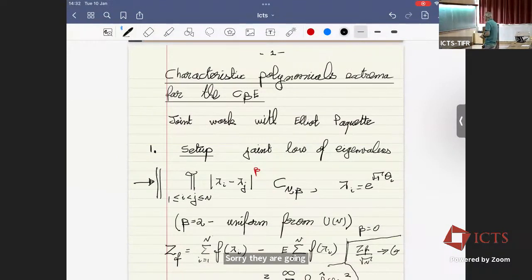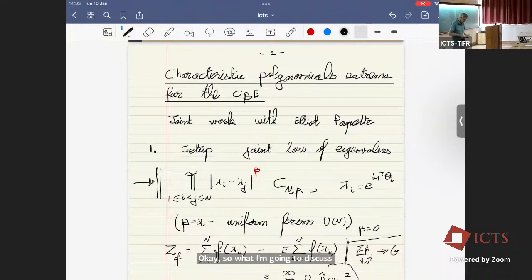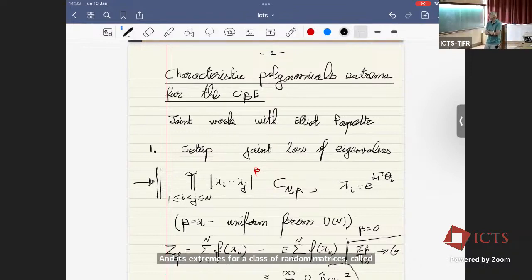Okay, so what I'm going to discuss are the characteristic polynomial and its extremes for a class of random matrices called the CβE. But if you don't like random matrices, you really don't need to know too much about it. The setup is a particular joint distribution of eigenvalues. So think of eigenvalues on the unit circle in the complex plane.